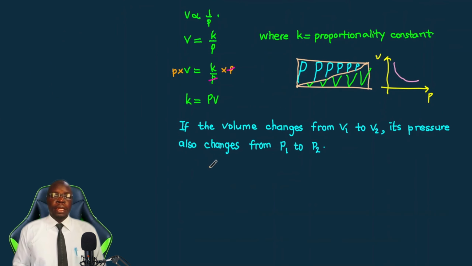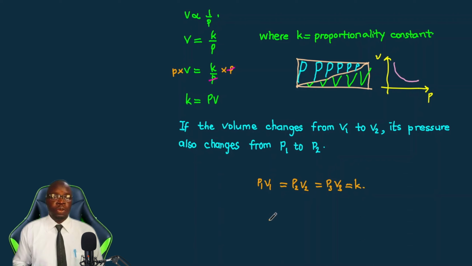So from here, we realize that from the statement I've just made, we have pressure 1 times volume 1. This must give us pressure 2 times volume 2. It will continue as many times as you want: pressure 3, volume 3. And in most cases in calculation, we just compare two parts. So we can write this. In fact, this is the same as our constant K.